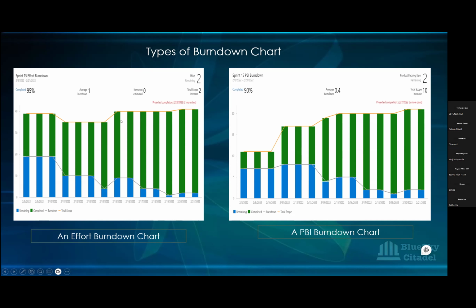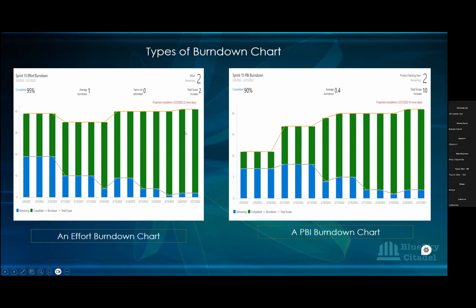So what this is showing you for the effort is that we've burned down 95%. But when it comes to the user story itself, it's saying 90%. And then you can see the average burn down is 0.4. Meanwhile, here is 1. So depending on what you want to track, it will give you different information. Like I said, these 2 charts were generated using the product backlog item, but this is tracking the effort, while this is tracking the count of work items. It's counting the user stories as it's burning down.